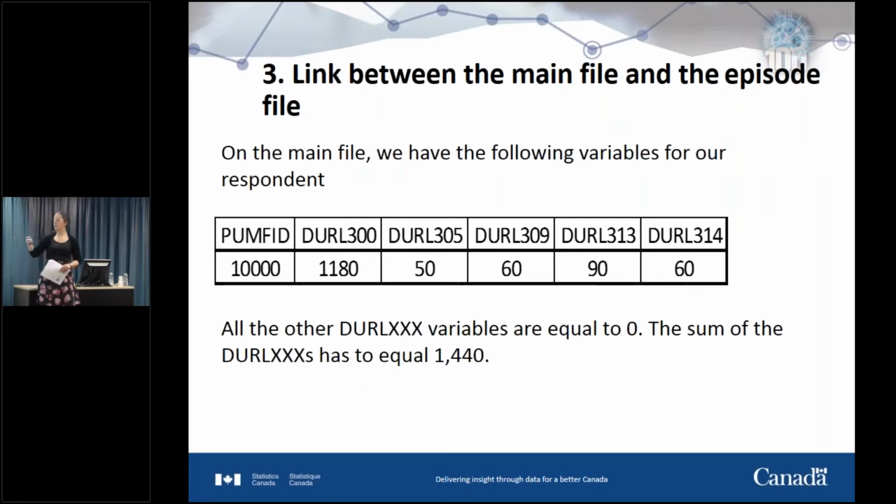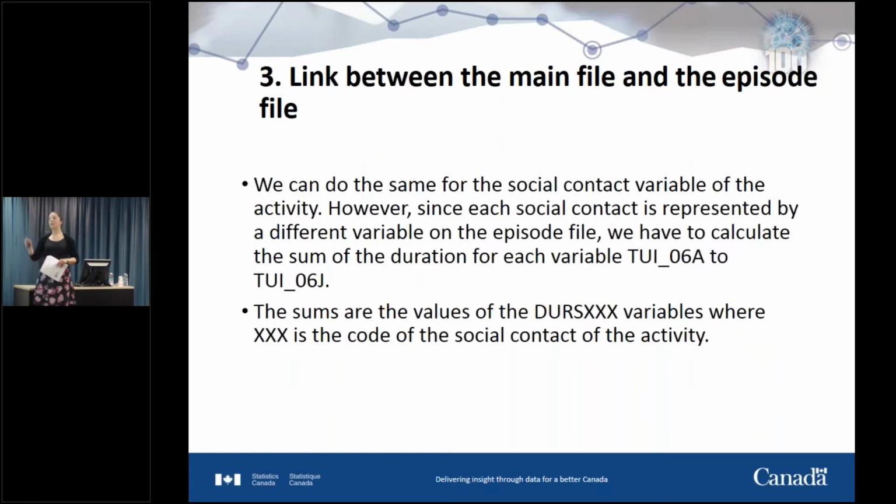When we sum the duration, we get 1,180 minutes. So we would expect on the main file to have the variable DURL300 equal to 1,180 minutes. If we look at what we have on the main file, this is what we were supposed to get. All the other DURL variables are equal to 0 because the respondent didn't spend time at those locations. And again, the sum of all the DURL variables has to be equal to 24 hours.